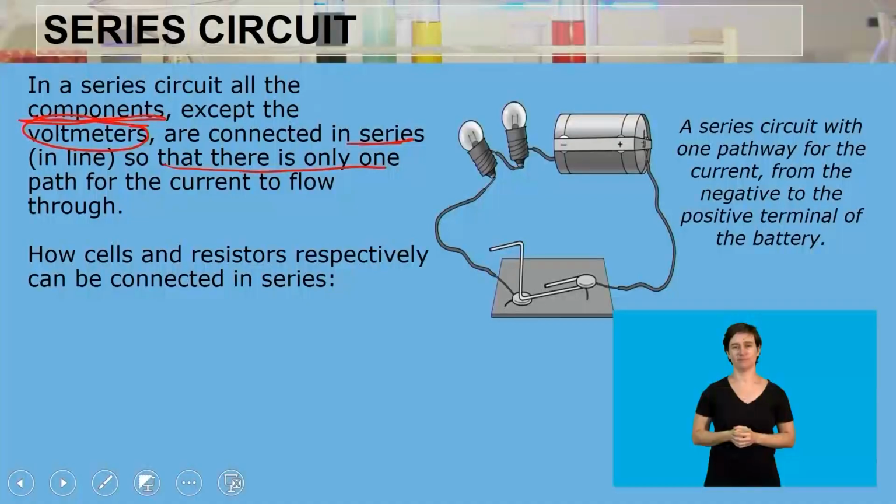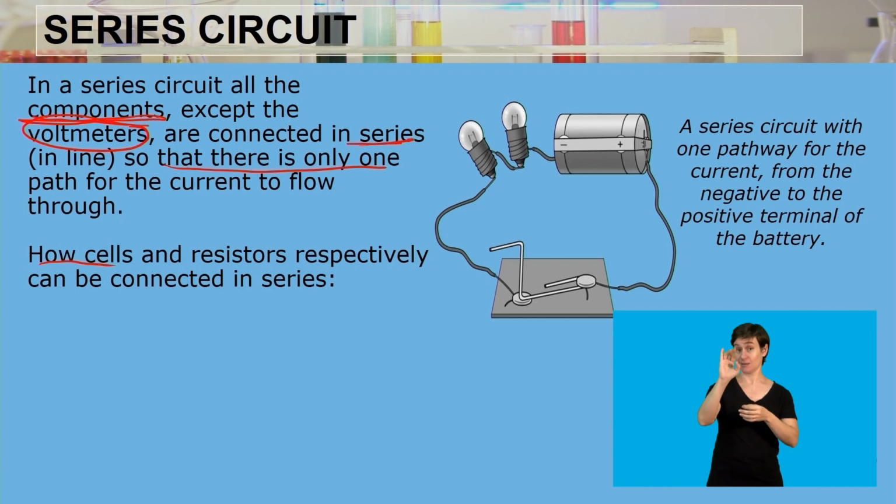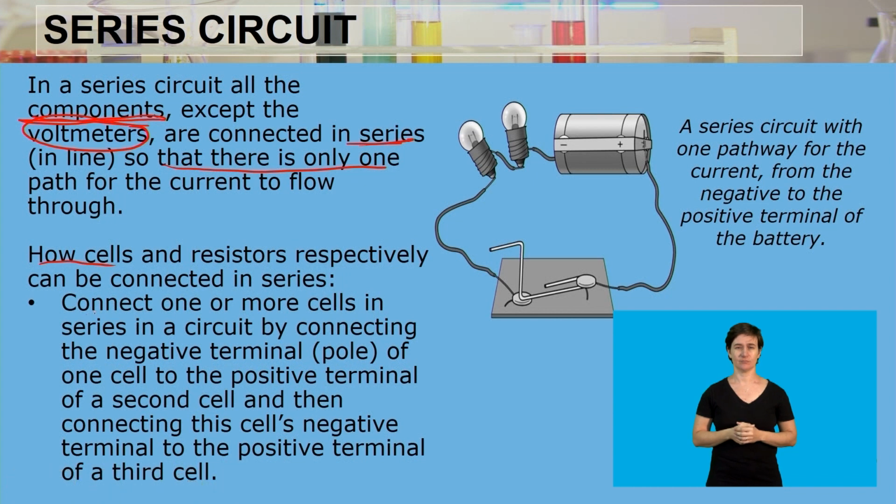Furthermore, the cells that we find in a circuit can also be connected in series. And how can the cells be connected in series? First of all, we are going to connect one or more cells in series in a circuit by connecting a negative terminal of one cell to a positive terminal of another cell. Now remember, when we are drawing the cells in a circuit diagram, we are using this notation to say that the longer line is going to be your positive terminal and the shorter one is going to be your negative terminal.